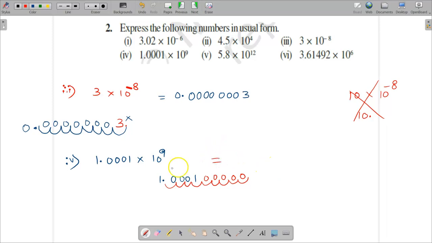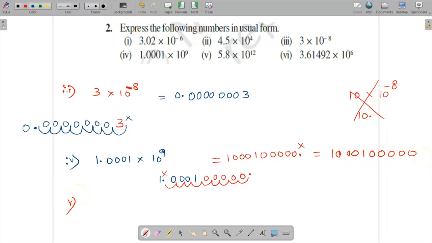So you can discard this decimal point. It is 1 followed by 0, 0, 0, 1 followed by 5 zeros. And then your decimal point will come here. Whenever you have a decimal point at the end, you can remove that. So 1, 0, 0, 0, 1 followed by 5 zeros. This is the value which is equivalent to 1.0001 into 10 power 9. So this is the final value.